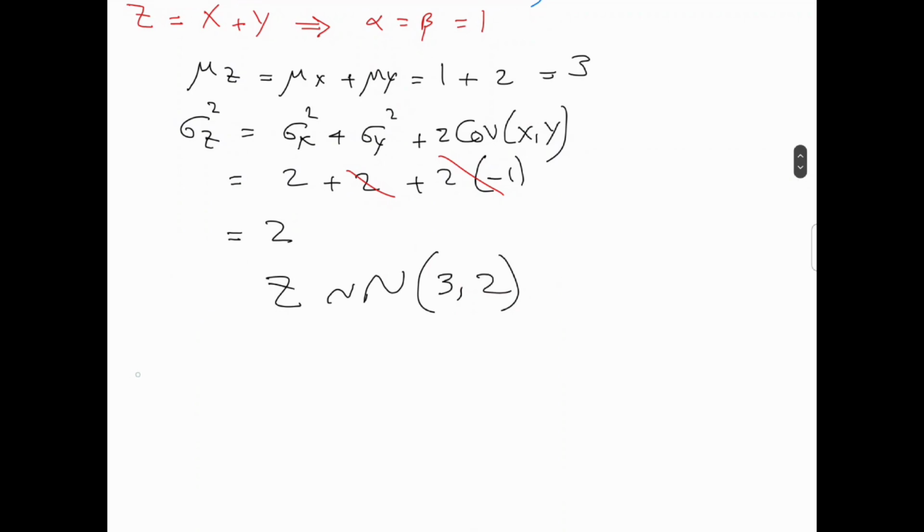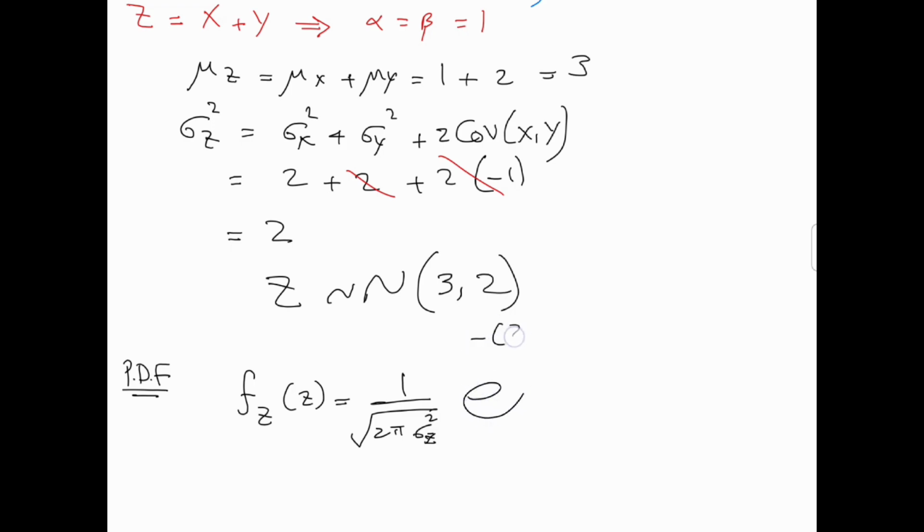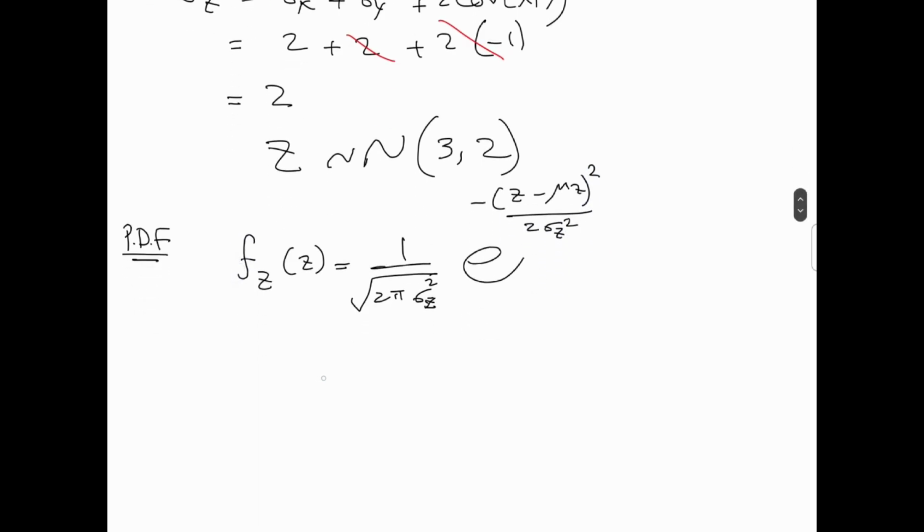So the probability density function, PDF, is simply equal to 1 over root 2 pi sigma z square, e to the power of minus z minus mu z squared divided by 2 sigma z squared, and that will be 1 over root 4 pi e to the minus z minus 3 square divided by 4.